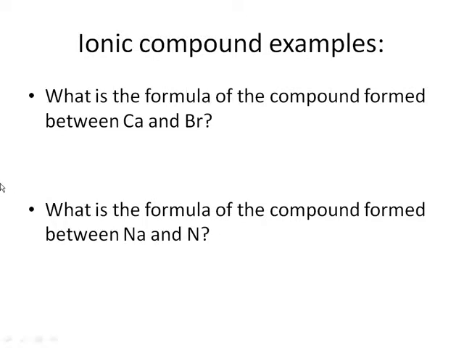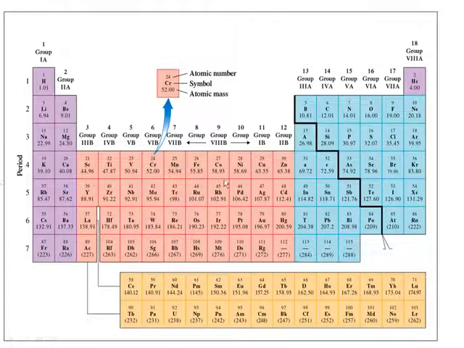So let's do some examples. You might be asked, what is the formula of the compound formed between calcium and bromine? So the first thing we want to check is, are we talking about an ionic compound? Do we have a metal and a nonmetal? So we go to our periodic table. Oh yeah, right here. And we see that metals are to the right of the dark jagged line that runs down here, and that nonmetals are to the left over here. So calcium is indeed a metal, and bromine over here is indeed a nonmetal. So we do have a metal and a nonmetal paired together.